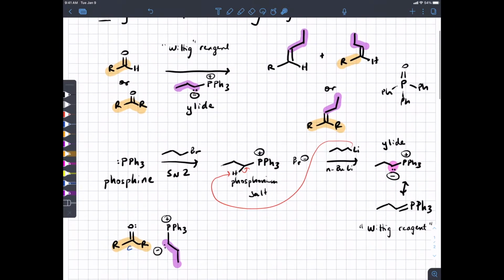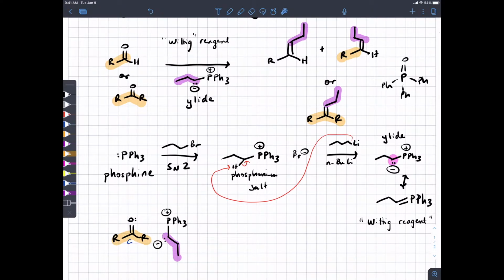I won't hold you responsible for the mechanism of this reaction, though I do want you to know how to use it in a synthesis or be able to predict the products or provide the reagents. And so I will talk through the mechanism, because sometimes I feel like if I don't see the mechanism, it's harder for me to remember what the reaction does.